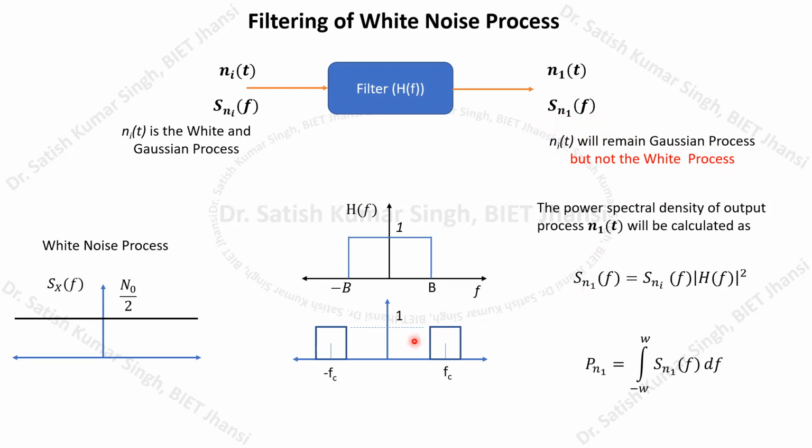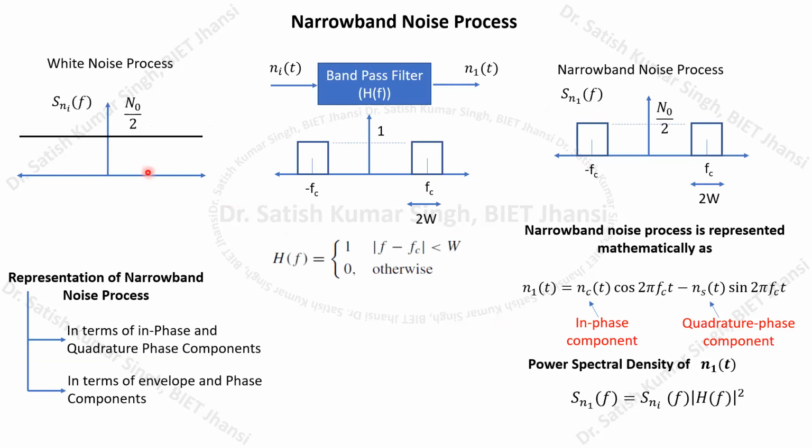Suppose we have a white noise process and we pass it through a narrowband bandpass filter. Let us say this is our filter, and this is the white noise process. Those characteristics are shown here. This is the frequency response of the filter, mathematically denoted as H(f) equals 1 within the passband of the filter, and otherwise in the stop band the frequency response will become 0. It has its central frequency at f equals fc. So this is the bandpass filter.